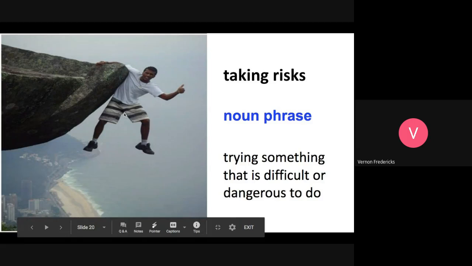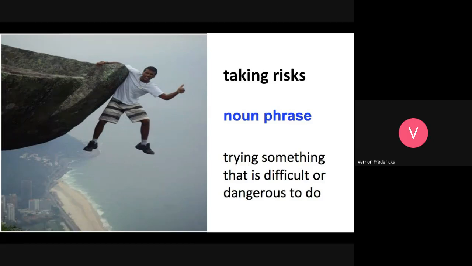Okay. Take risk. It's a noun phrase. Taking risks. Trying something that is difficult or dangerous to do. Taking risks, the noun phrase. Trying something that is difficult or dangerous to do. Now, students, you can look at that picture. Okay, that's very dangerous to do.